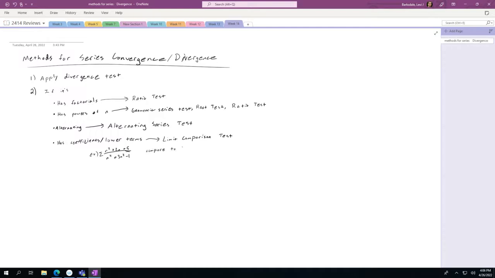And in this case, we would want to compare this one to just 1 over n squared, right? Mm-hmm. Biggest term on top is n squared, biggest on bottom is n to the 4th, n squared over n to the 4th is 1 over n squared.